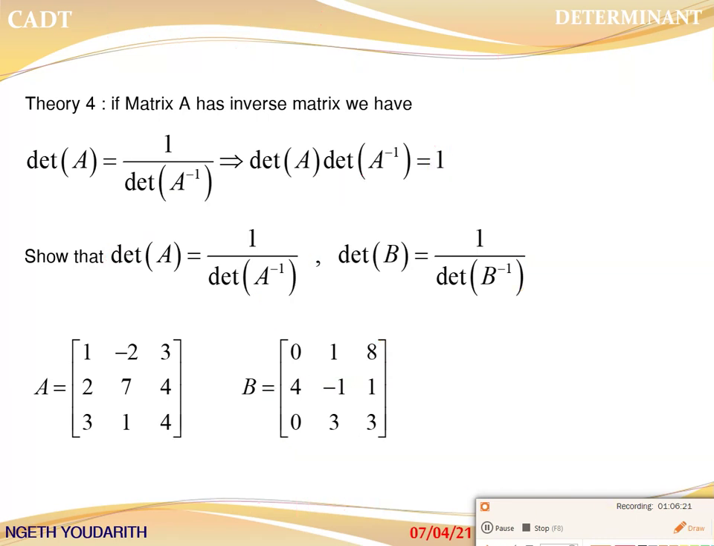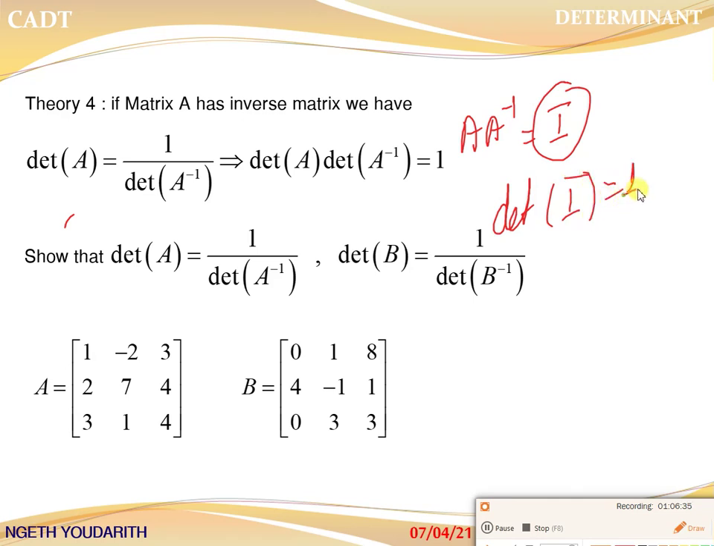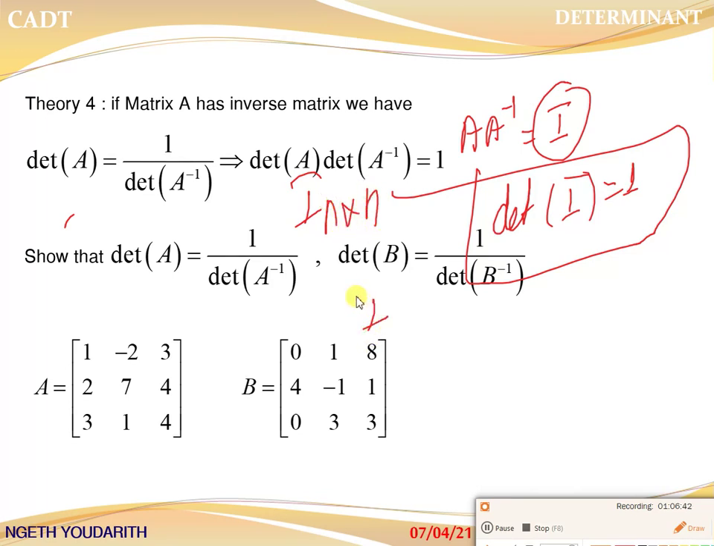Why is it equal to 1? Because A power minus 1 is equal E. So the determinant of E is equal to 1. If n by n, if I take 10 by 10, the determinant is equal to number 1.